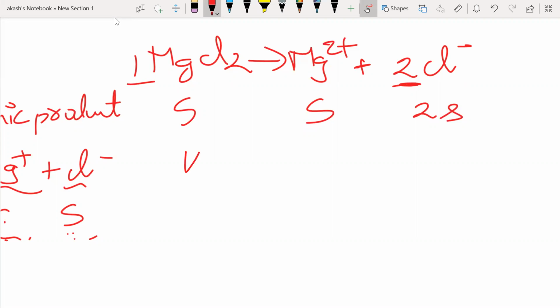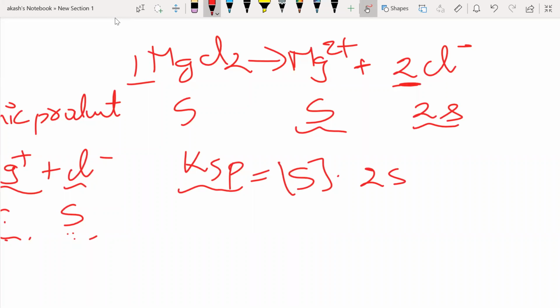Please remember that. Now if I write the KSP, remember this KSP is also like an equilibrium constant. That means whatever you followed for equilibrium constant, the powers you put, you have to do that. This is the concentration of Mg2 plus, S, and this is the concentration of Cl minus, but since you have a stoichiometric coefficient of 2, you put a 2 in the power. So now this will become 4S cube.